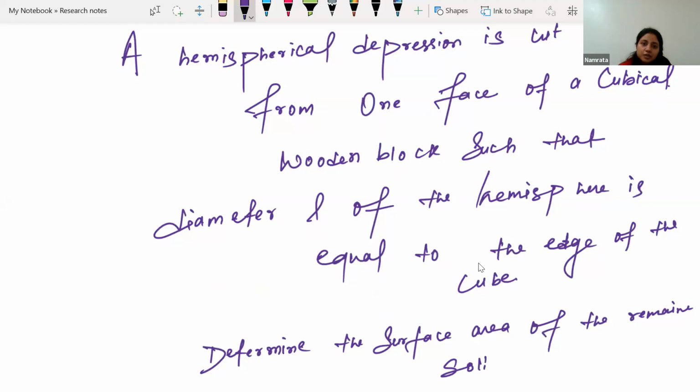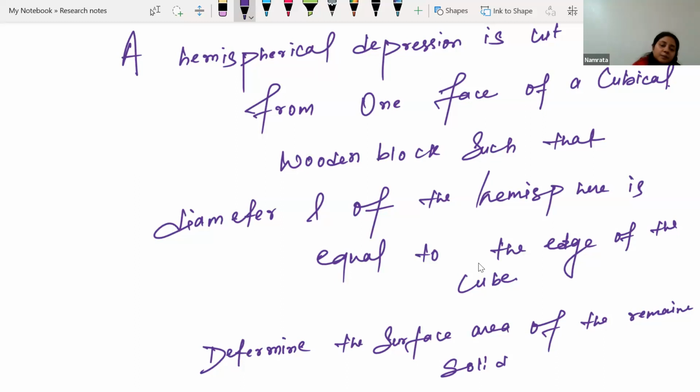What to do over here? Ma'am, we said that on a cubical wooden block, there is a hemispherical depression which is being taken off. So we have to find the surface area of the remaining part. That's what is written in the question.